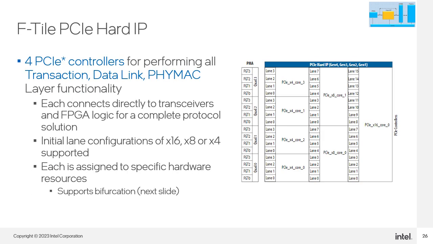Moving to PCIe, the PCIe hard IP contains 4 PCIe controllers. Each controller contains a fully functioning PCIe protocol stack of PHY MAC, data link, and transaction layers. Each controller connects to a common PCS and the FGT PMA for the complete protocol implementation. The hard IP supports initial lane configurations of by 16, 8, or 4. So in configuring the hard IP, you can have 1 by 16, 2 by 8, or 4 by 4 PCIe interfaces. This allows the hard IP to support bifurcation, which we will talk about in the next slide.